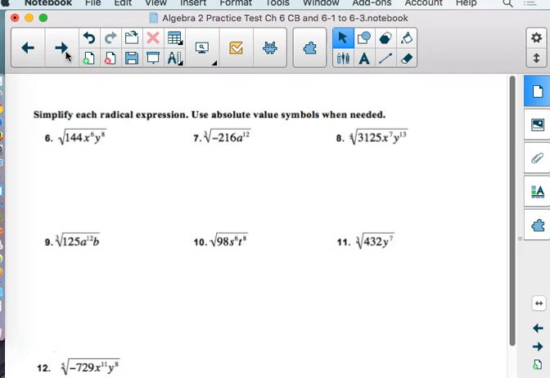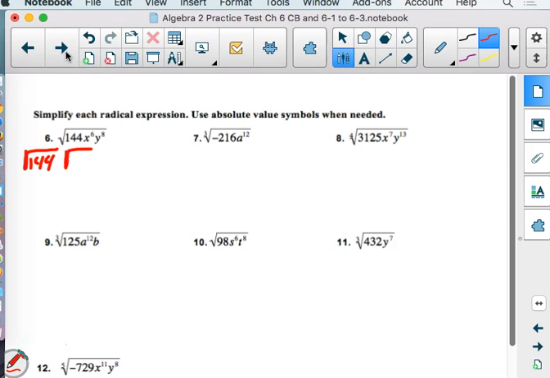simplify each radical expression. Use absolute value symbols when needed. Oh, I remember these. We split this stuff up because we said the number part, that's going to be easy. We know what the square root of 144 is. But then we're going to need the square root of x squared, three times, because I need 6 of them. Square root of y squared, four times, because I need 8 of those.